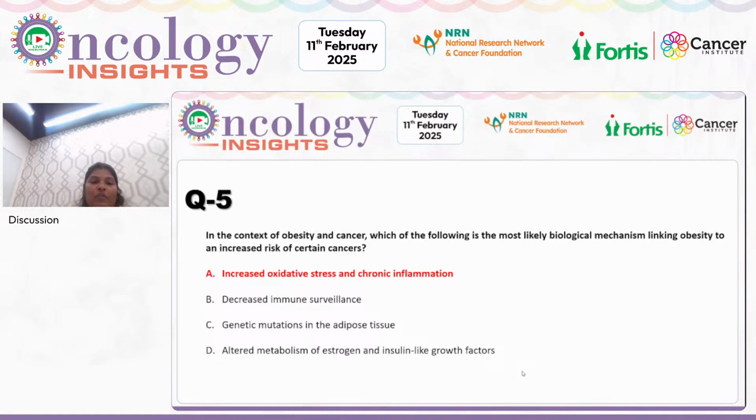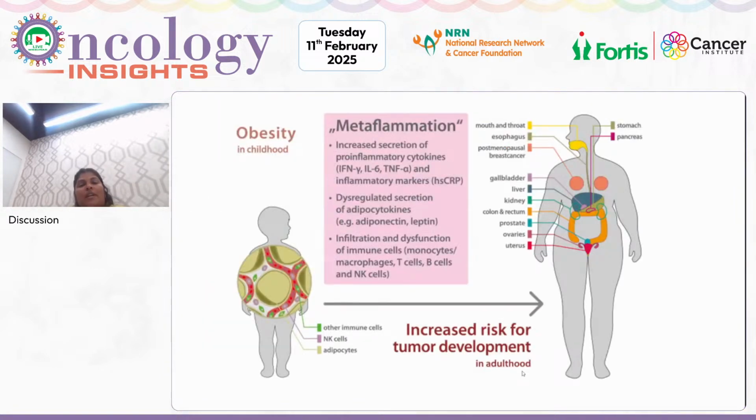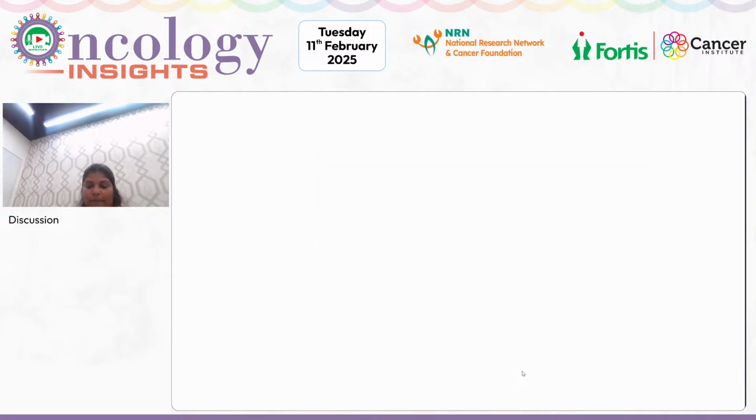In the context of obesity and cancer, which of the following is the most likely biological mechanism linking obesity to an increased risk of certain cancers? It is oxidative stress and chronic inflammation, which is called meta-inflammation, because this inflammation will cause pro-inflammatory cytokines, which will cause dysfunction of the immune system and development of cancers.